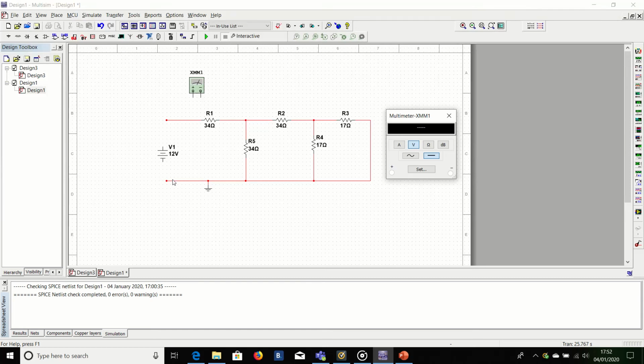Hello, in this tutorial, we shall learn how to use Multisim to measure the total or equivalent resistance of a circuit. So what we are going to do is to use this multimeter to measure the total resistance of this circuit. The circuit is already built here.